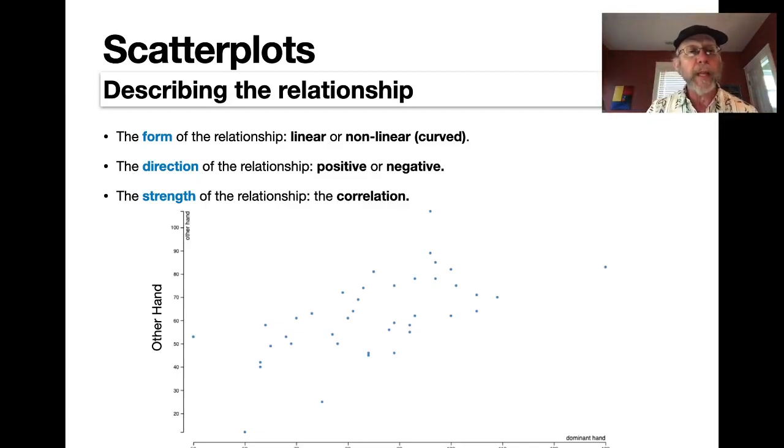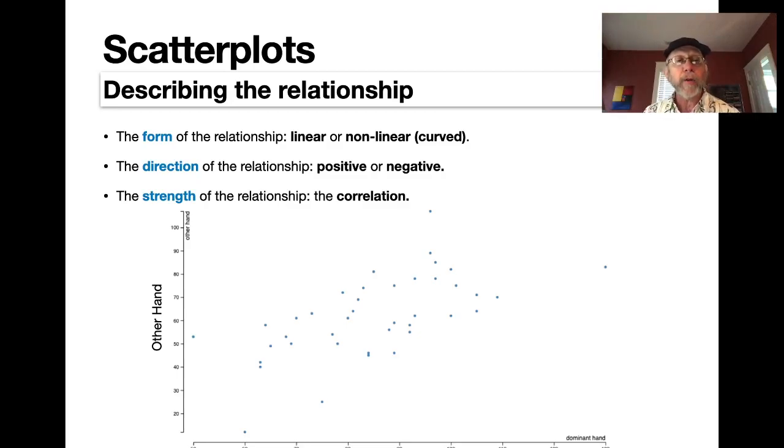The direction of the relationship is either positive or negative. This is mostly useful when we're talking about linear relationships because nonlinear relationships can have both directions at the same time. But a linear relationship will either have a positive direction or a negative direction, and that basically just refers to the slope of the trend line you imagine going through that data.